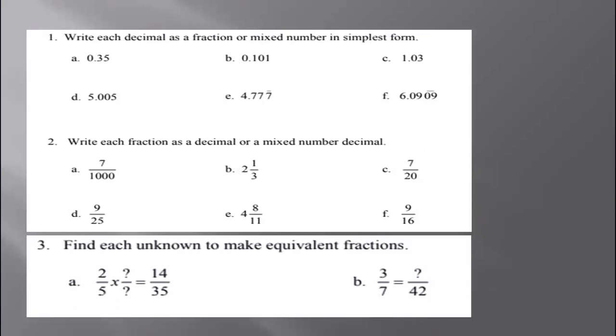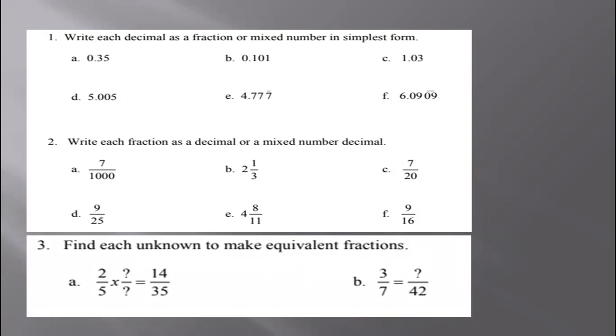Number 1, write each decimal as a fraction or mixed number in simplest form. I will do the first 2 and leave the rest for you. 0.35 is 35 over 100, which equals 7 over 20. 0.101, 101 thousandths is 101 over 1,000. So C, D, and F is for you to do.